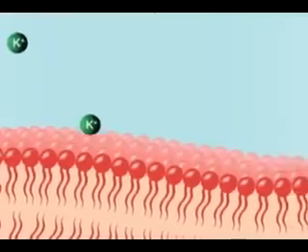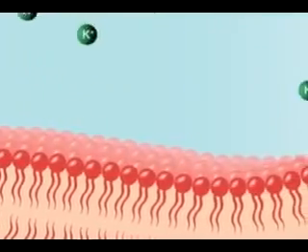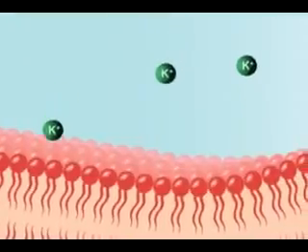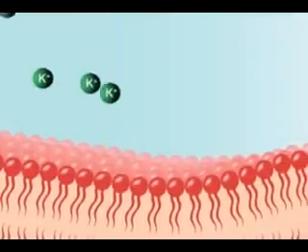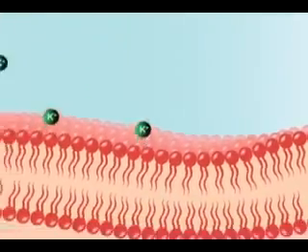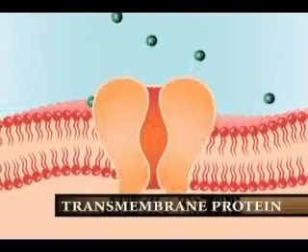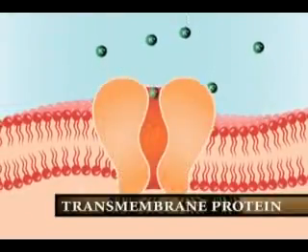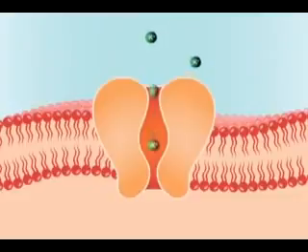Larger particles of water-soluble substances, such as potassium ions, are unable to diffuse directly through the plasma membrane unassisted. But they can diffuse through channels within the transmembrane proteins. Most channels are primarily permeable to a specific ion, such as potassium.